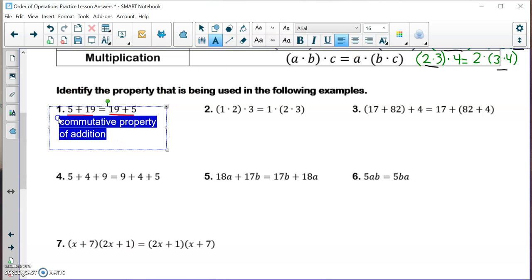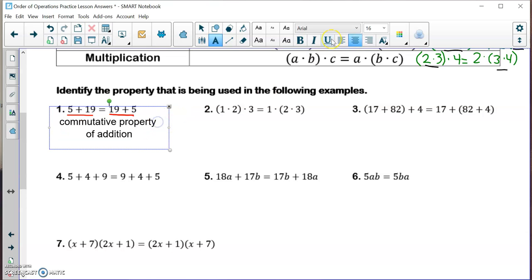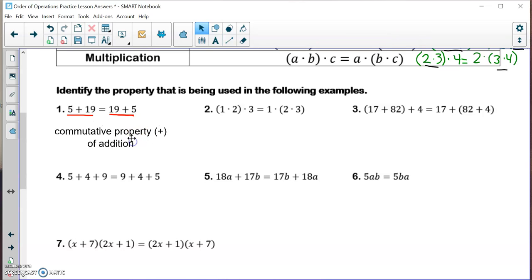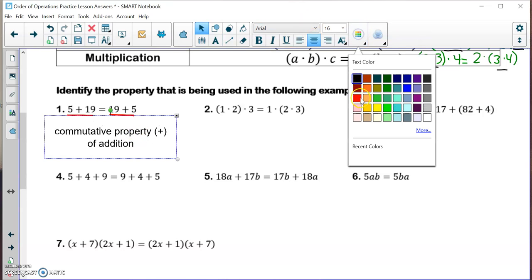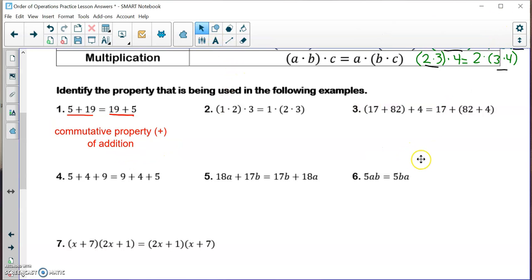I'm okay with you guys abbreviating. So if you want to say commutative property and then afterwards just put in parentheses a plus sign to show that it's of addition, then I'm okay with that. In fact, I'm going to be doing that from here on out. If you want to just actually spell out of addition or multiplication, I'm okay with that as well.